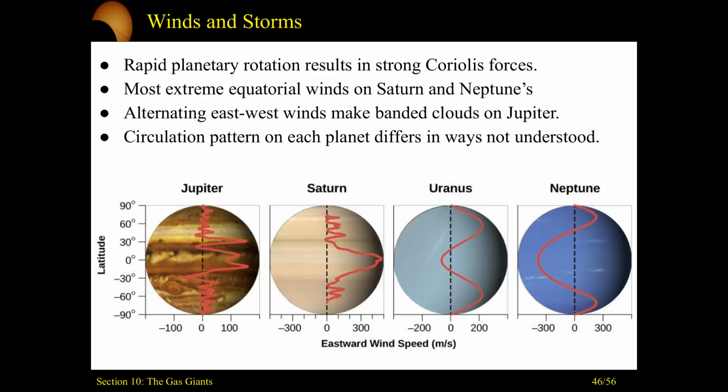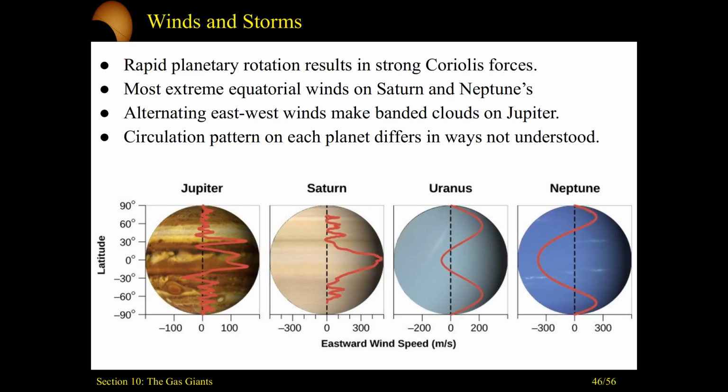Looking at the winds and the storm patterns on the planets, here we have a plot of each of the giant planets. On the x-axis, we're looking at the eastwardly wind speeds in meters per second. If it's a negative value, that just means it's gas going in the westerly direction. And then you just scan across the planet.